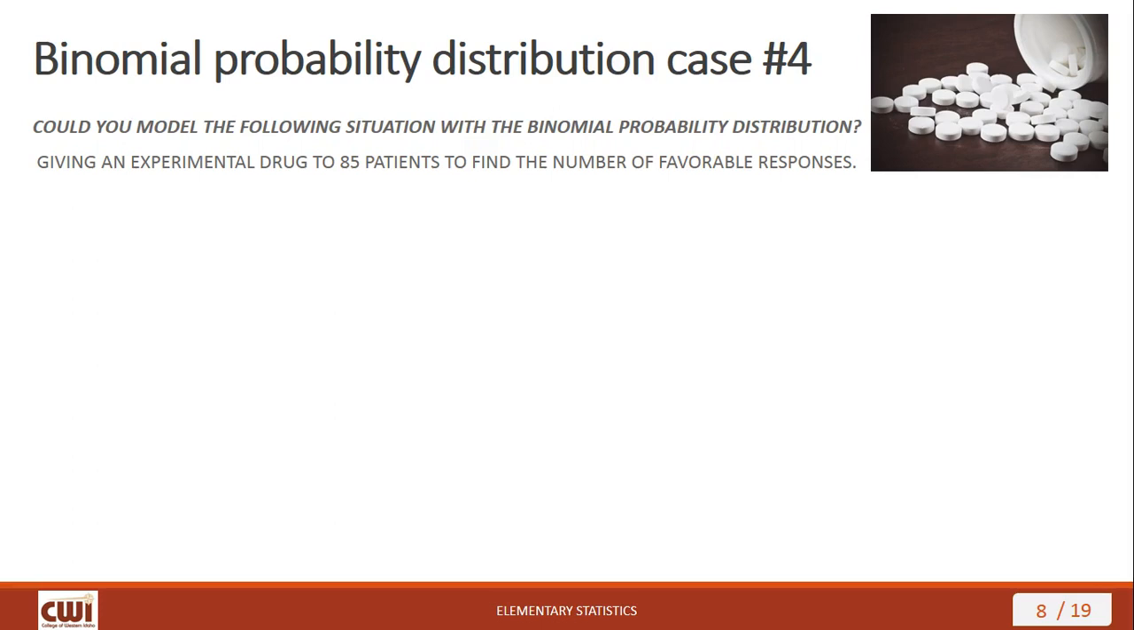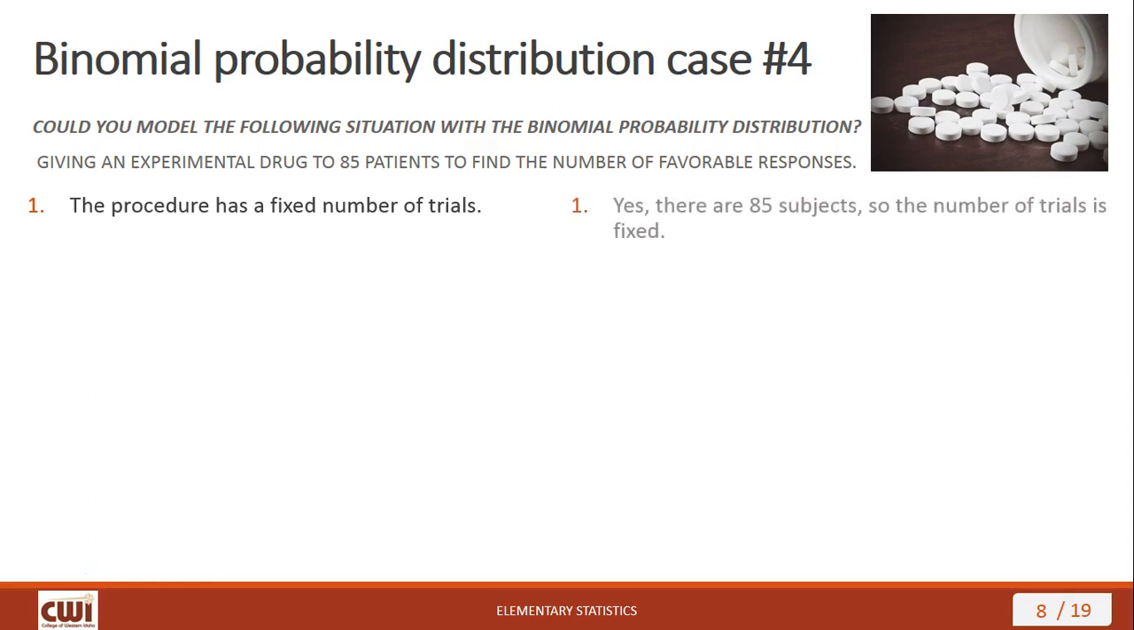Okay, so let's take a look at each of the requirements for the binomial probability distribution and determine if we have those satisfied. So what's the first requirement for the binomial probability distribution? Well, I hope you said fixed number of trials. That's the first requirement. The procedure has a fixed number of trials. So now that we know that that's a requirement, let's look to see if we have it met. We find that yes, there are 85 subjects, so the number of trials is fixed.